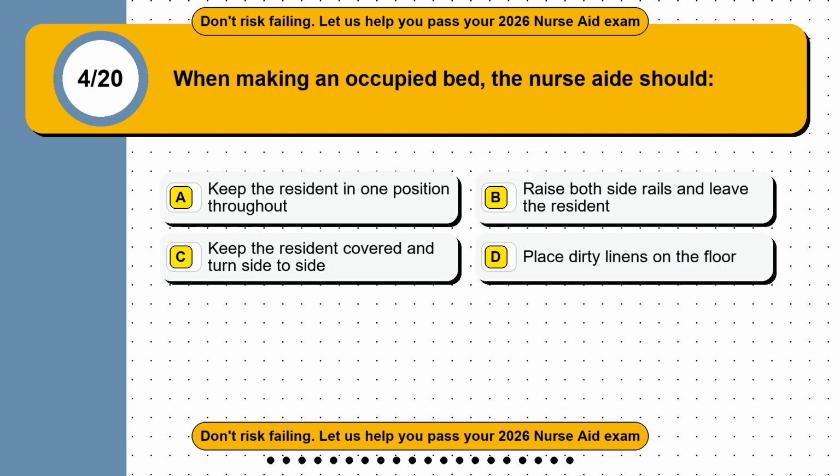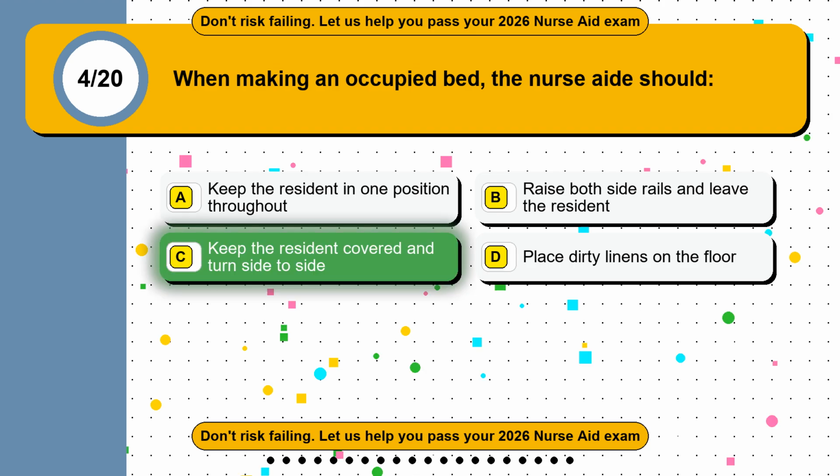Question 4. When making an occupied bed, the nurse aide should: Option A, keep the resident in one position throughout. Option B, raise both side rails and leave the resident. Option C, keep the resident covered and turn side to side. Option D, place dirty linens on the floor. The correct answer is option C, keep the resident covered and turn side to side.